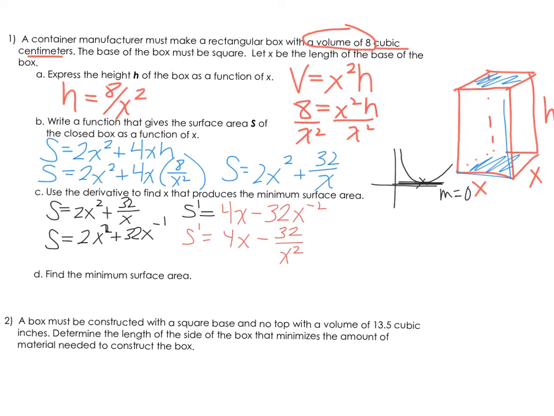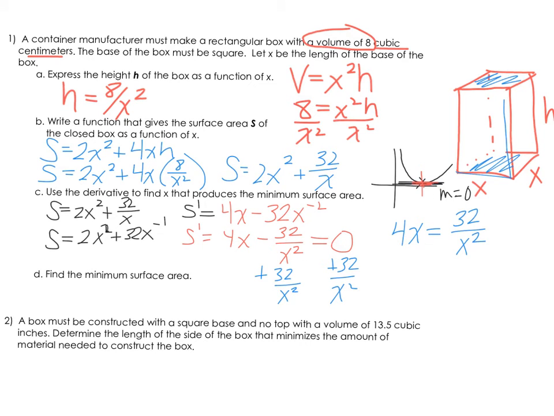Great, I have a derivative. What am I going to do with it? I'm going to set it equal to 0 and solve. Because I know that if I find the value of x where that equals 0, then I've found myself the minimum. I have found that x value right there. So how am I going to solve this? I'm going to add 32 over x, sorry, over x squared, to the other side. So I'm looking at 4x equals 32 over x squared.